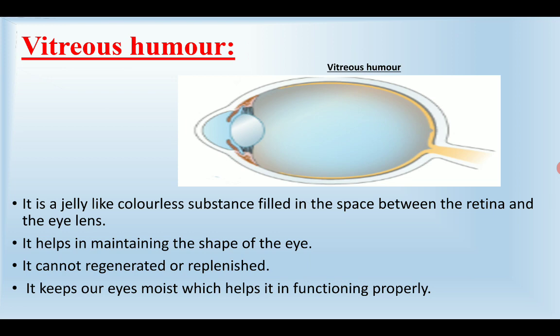It helps to keep the retina in place by pressing it against the choroid. This vitreous humor is fluid-like near the center and gel-like near the edges. And the vitreous humor contains no blood vessels. And the maximum of its volume, around 98 to 99%, is water.